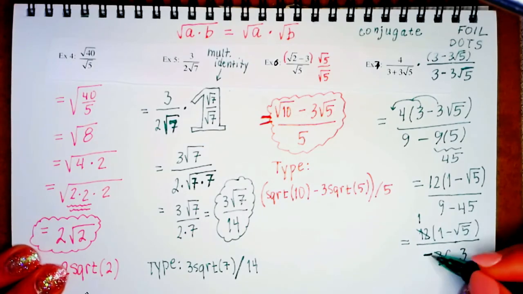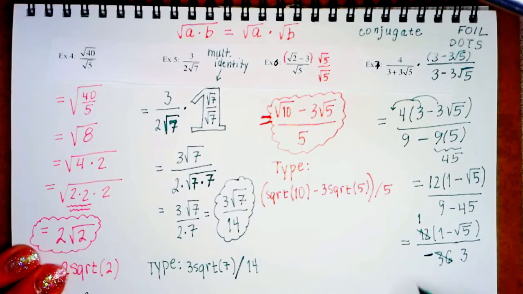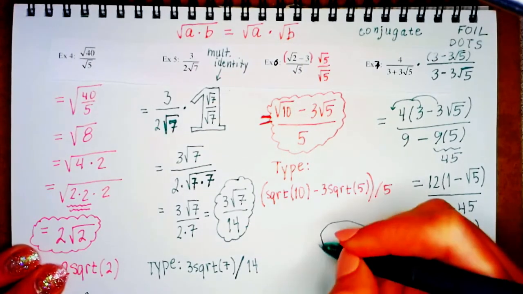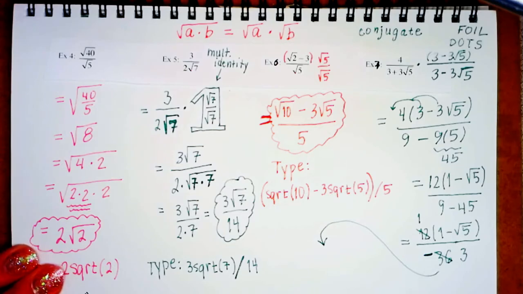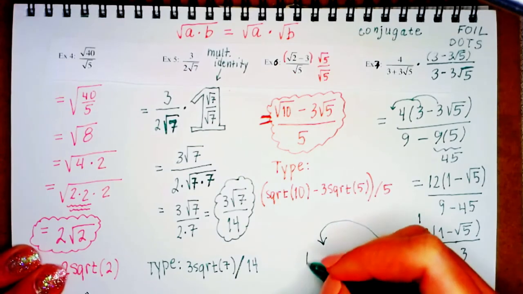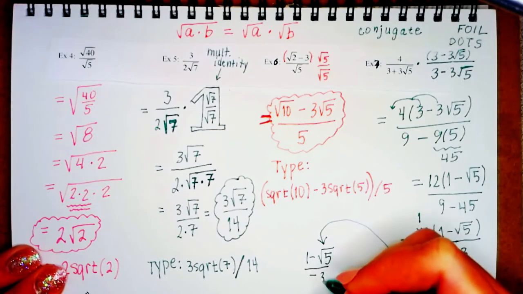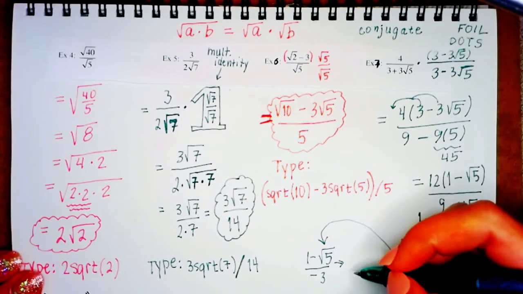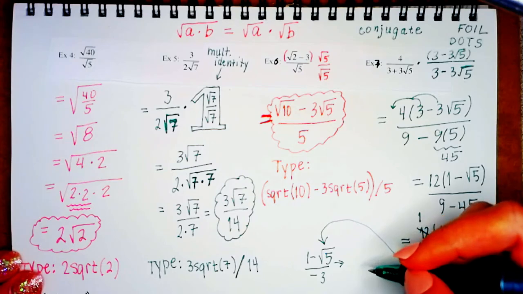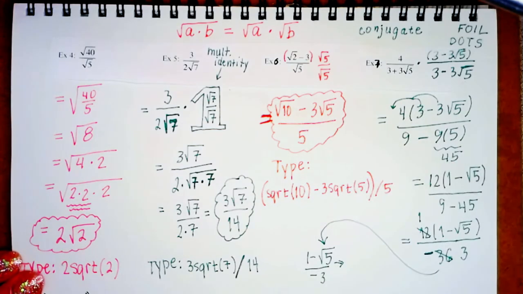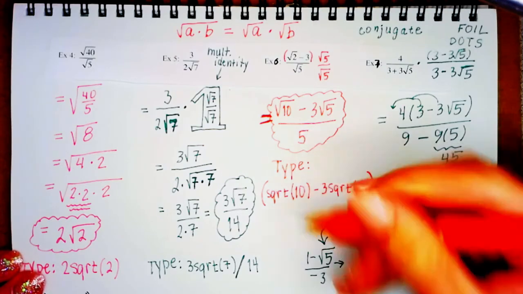Now I could actually reduce this negative with these two things right over here. So I'm going to write this answer two different ways. Let's do a little loop around so I have some more space. 1 minus square root 5 over negative 3. But we really shouldn't leave a negative in the denominator, just like you shouldn't leave a radical in the denominator. So let's take a look at that pretzel I mentioned before.